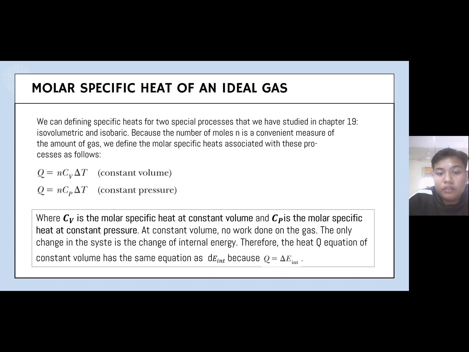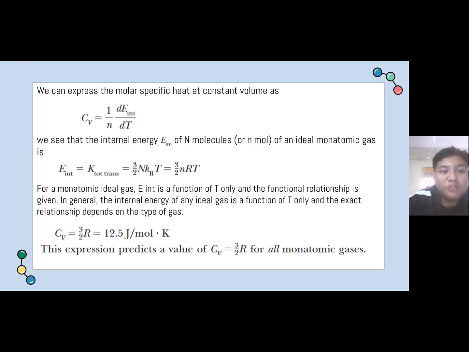Therefore, the heat Q equation at constant volume has the same form as the change in internal energy, Q = delta E internal, for isovolumetric and isobaric processes. Let's move on. We can express the molar specific heat at constant volume as C_V equal to 1 over n times delta E internal over delta T.